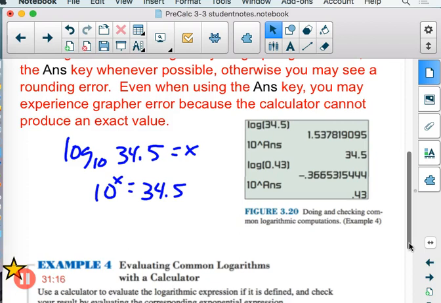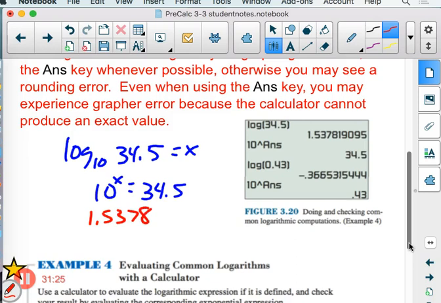But if we stopped and rounded to 4 decimal places, came over here and said, okay, 1.5378, we're not going to get a perfect 34.5. We're just not. 10 to the 1.5378 is close, but it's not exact. So it's important, especially when we're checking our answers, that we are using that little second negative button on our calculator, so we're pulling up all the decimals that come with it.